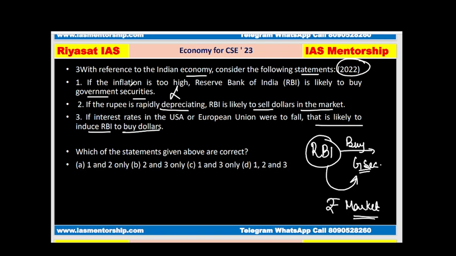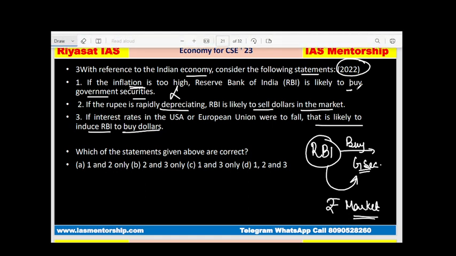ओके, बिकॉज इन्फ्लेशन अगर बढ़ा हुआ है और उसमें अगर आरबीआई ऐसा कर दे तो इन्फ्लेशन और बढ़ जाएगी. ओके, बेसिकली इट विल सेल द गवर्नमेंट सिक्योरिटीज, नॉट बाई. सेल करेगी. सेल करने से क्या होगा?